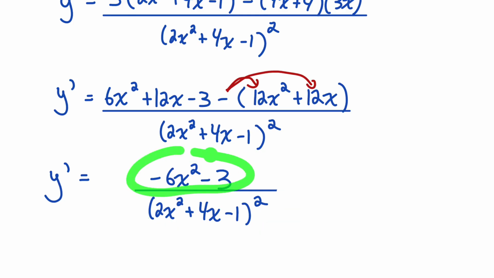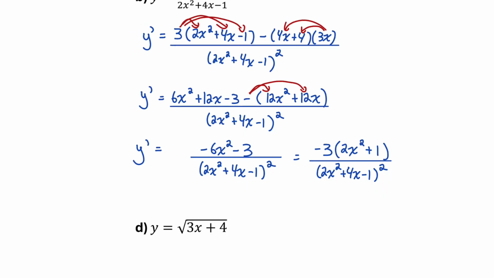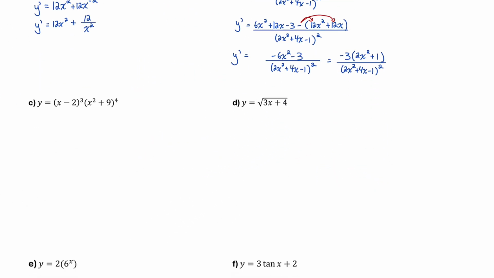Or from the numerator, we could put it into factored form by common factoring a negative 3. And now let's move on to part C.